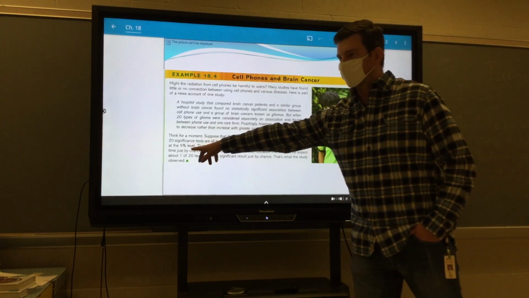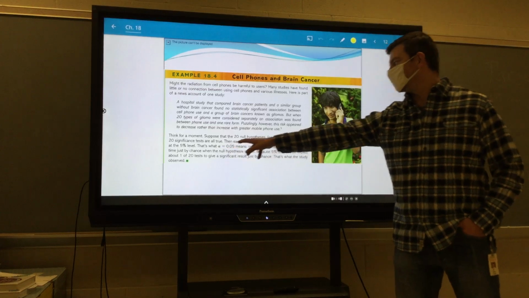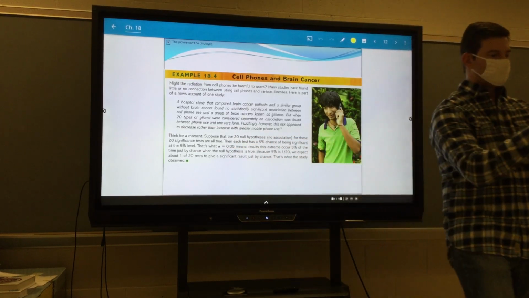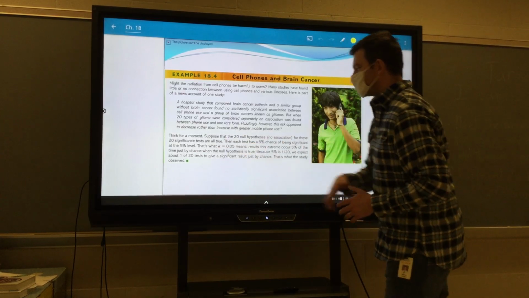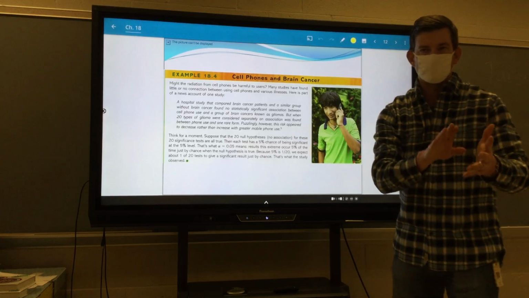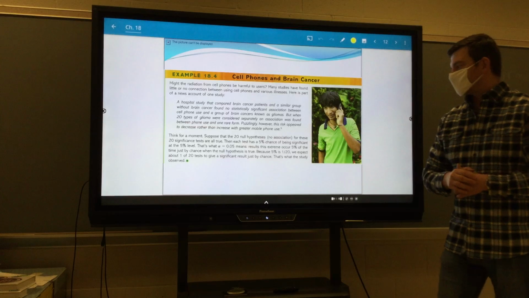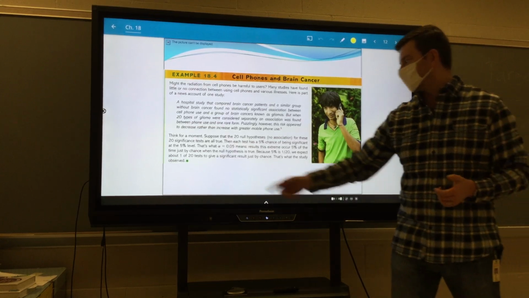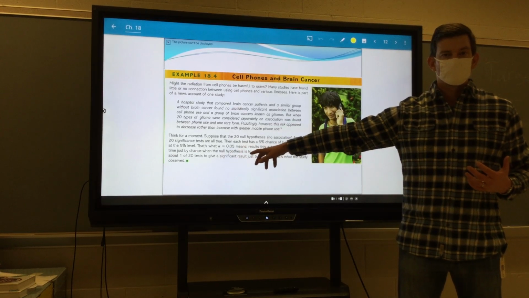Now, our analysis says here, think for a moment. Suppose that 20 null hypotheses were saying that there's no relationship between cell phone use and brain cancer. For these 20 significance tests, pretend that the nulls are true in all 20. Then each test has a 5% chance of being significant at the 5% level. That is what an alpha level of 0.05 means.